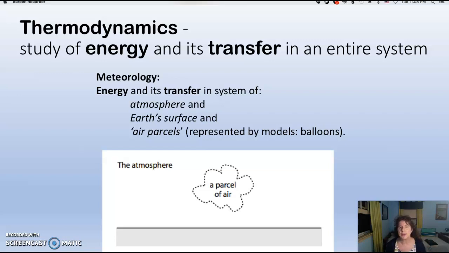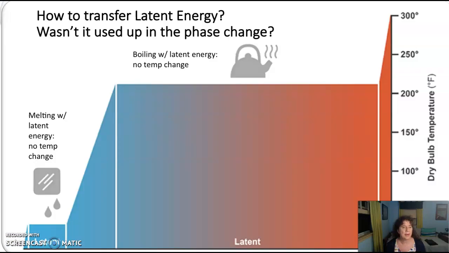We're going to talk about the transfer of latent energy first because it's so important to the formation of clouds. Let's go through that. We just talked about latent energy, and now we want to know how we transfer latent energy. And you might say to yourself, well, wait a second. Didn't we use up all of the latent energy during all of that boiling? I mean, it was a really long boiling phase. We used a lot of energy in that boiling phase. Didn't we use it all up?